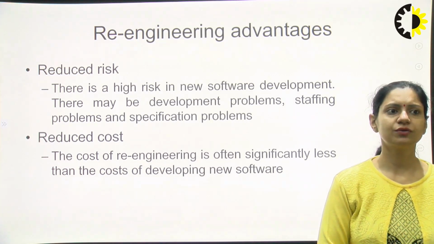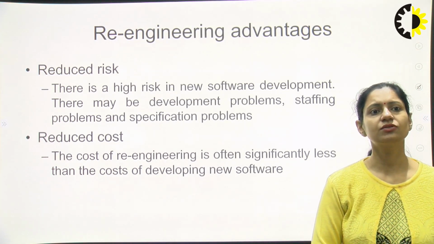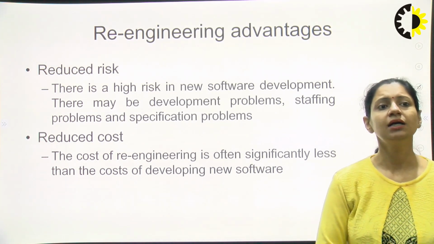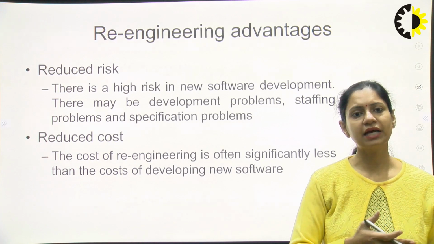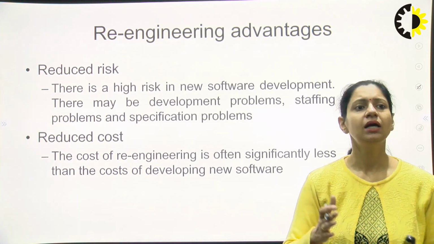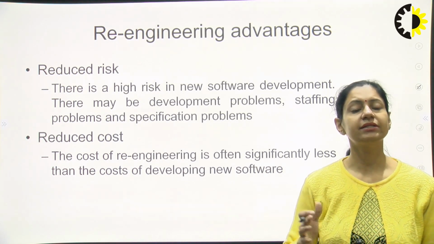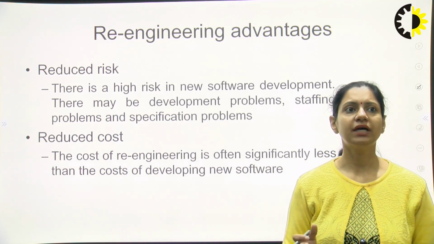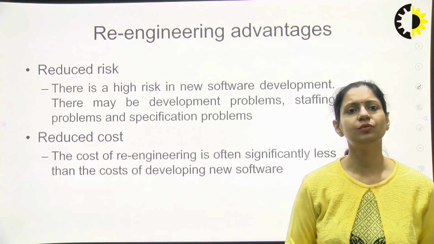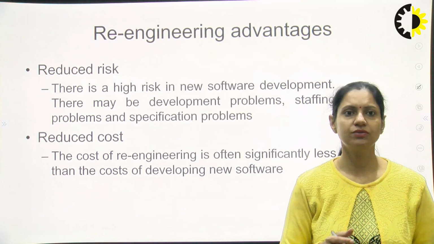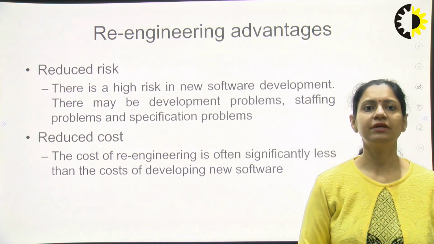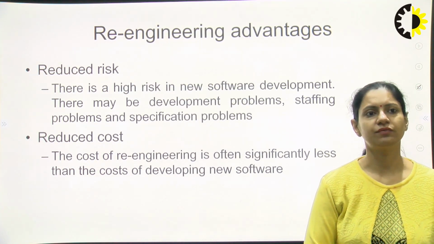The next one is reduced cost. The cost of re-engineering is often significantly less than the cost of developing new software, because when we are developing new software, it has to move through different phases, starting from gathering the requirements from the user till the coding, implementation, and then testing. But when we are in the re-engineering phase, we already have the existing software. We only need to modify it and understand what the software is. So here the cost is comparatively very less as compared to new software development.